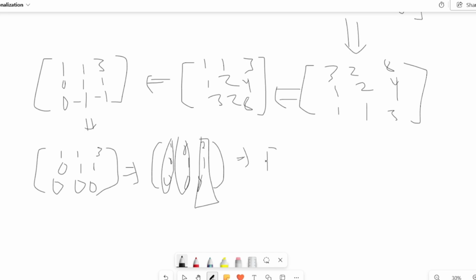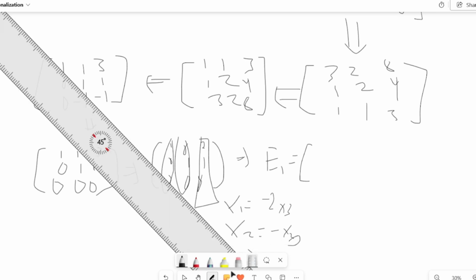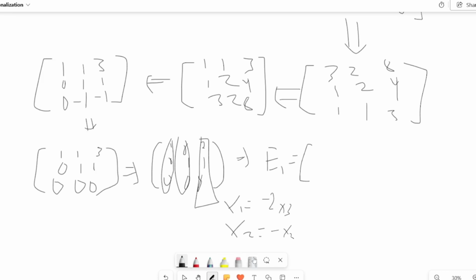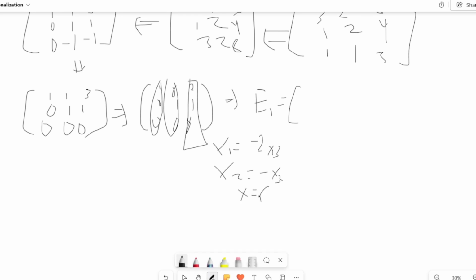So we have the eigenspace for lambda equals 1 would be: x1 equals negative 2x3, x2 equals negative x3, and then x3 is free. So this is where we get our vector x equals x3 times (negative 2, negative 1, 1). So that's what our basis vector will be.